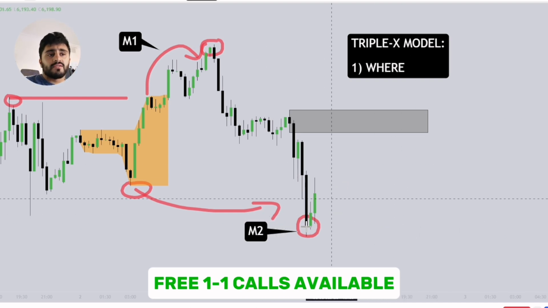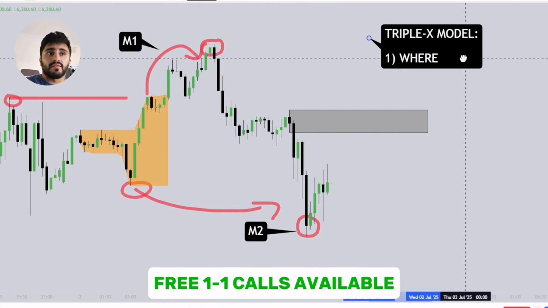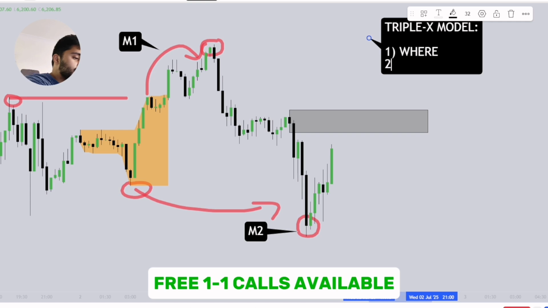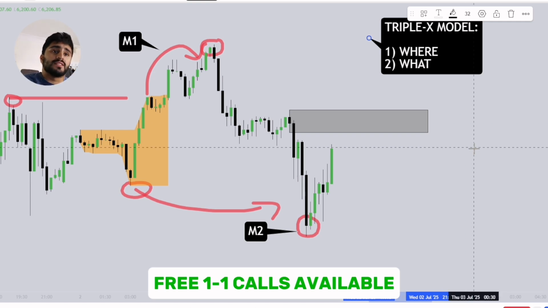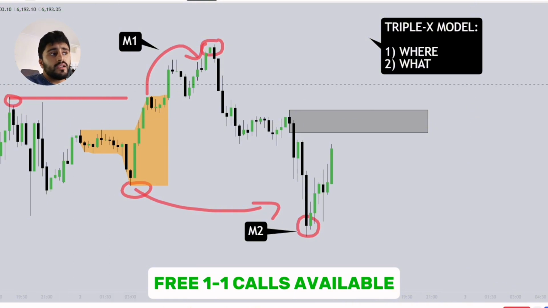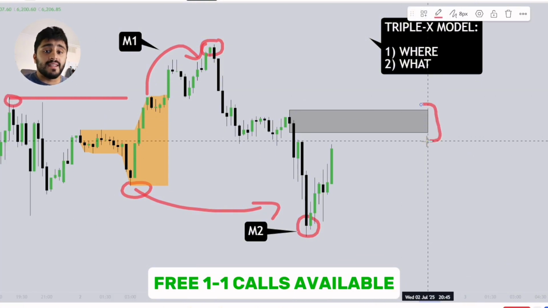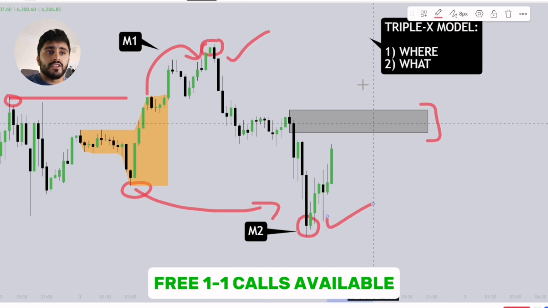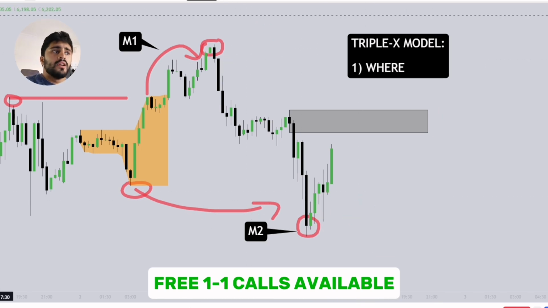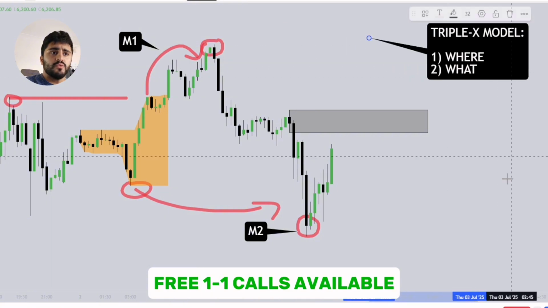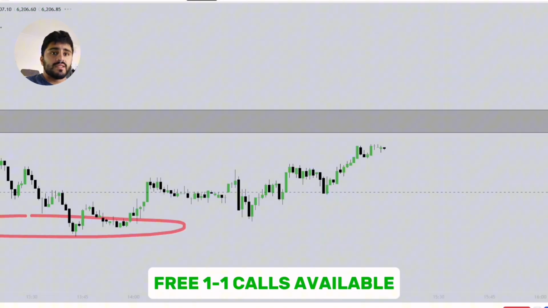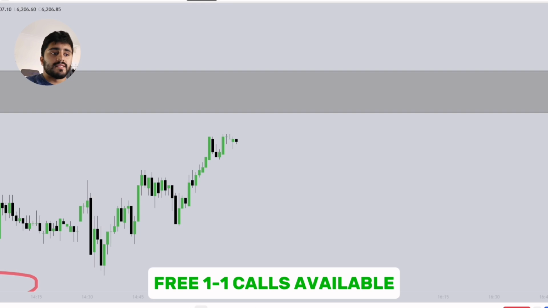Once we have manipulation phase 1 and manipulation phase 2, we are simply waiting for price to come into this fair value gap. This is where step number 2 comes in. The what is often the simplest thing we're looking for. We are looking for price to give us a POI and to enter this key level after we've seen our manipulation models. It's that simple. So once we have step 2, we are waiting on the lower time frames for price to enter this area.